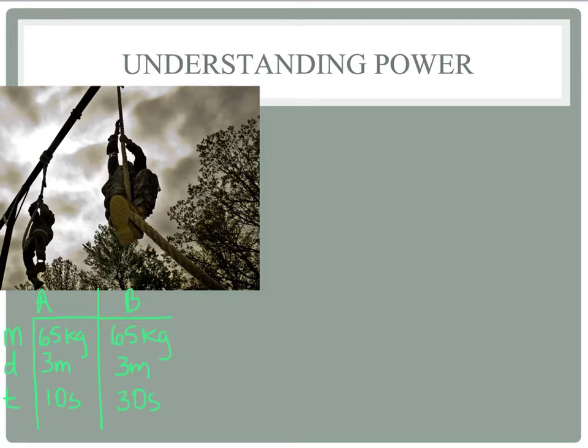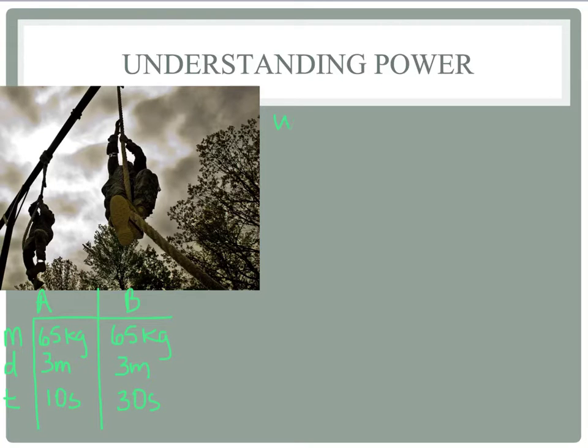So we have two people here, and they're both climbing a rope, okay? And they both have the same mass. And they're going to climb the rope the same distance, 3 meters each. But person A here can climb it in 10 seconds, and the other person needs 30 seconds to climb it. So it's tempting to think that because person A climbs it faster, he must do more work. But let's check and see.